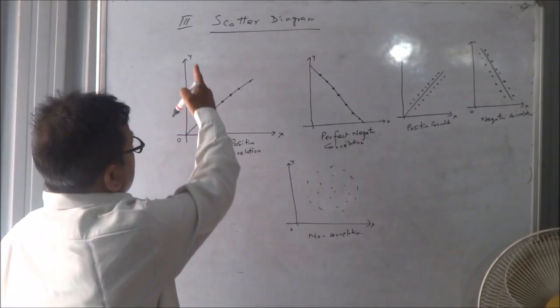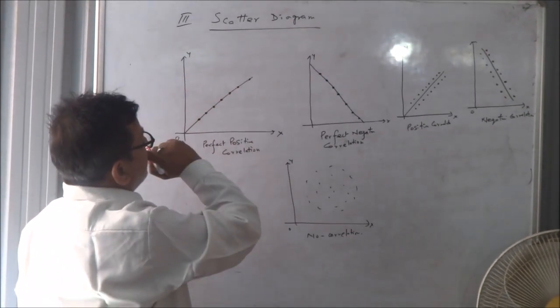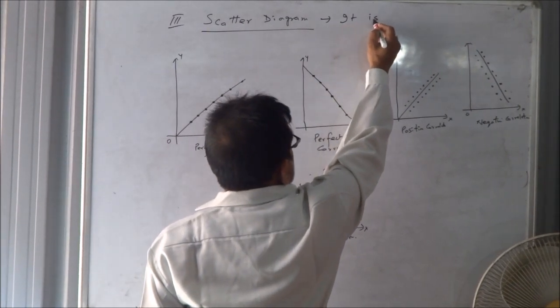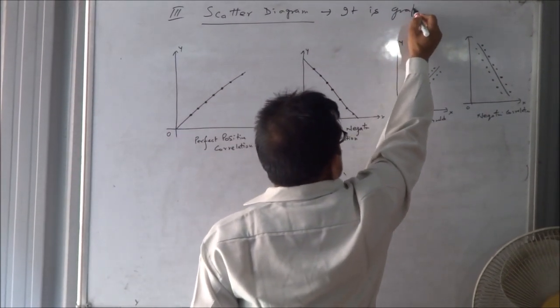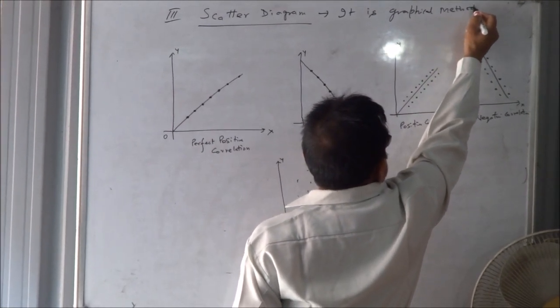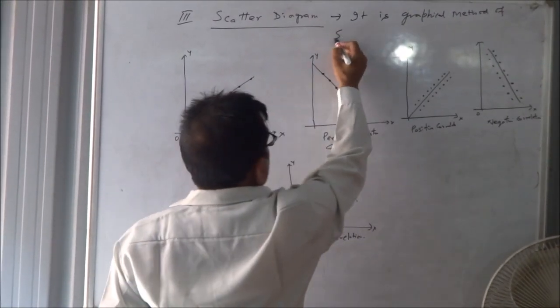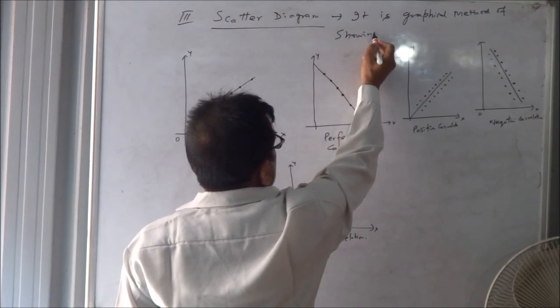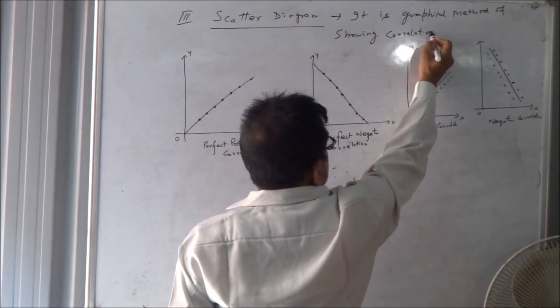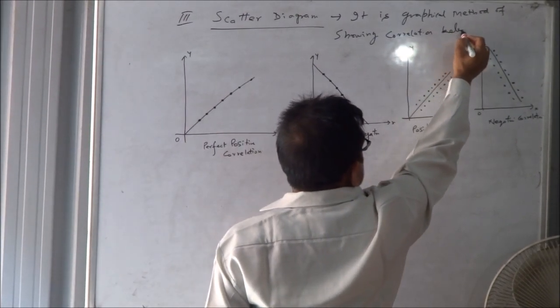Now the third method of finding the correlation is the scatter diagram. It is a graphical method of showing correlation between the two variables.